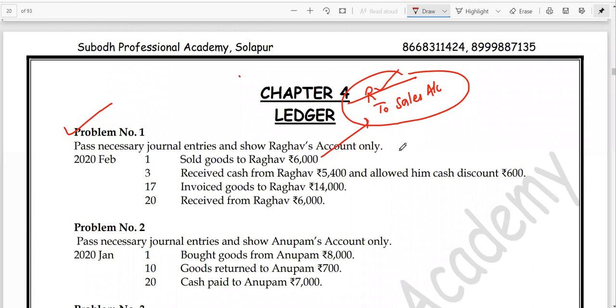On 3rd Feb 2020, received cash from Raghav 5,400 and allowed him cash discount rupees 600. We have received cash, so the entry will be cash account debit, discount account debit to Raghav's account. Please check it out. Am I correct? Cash account debit 5,400, discount account debit 600 to Raghav's account 6,000. Please check in your journal. Have you made this entry? Yes.